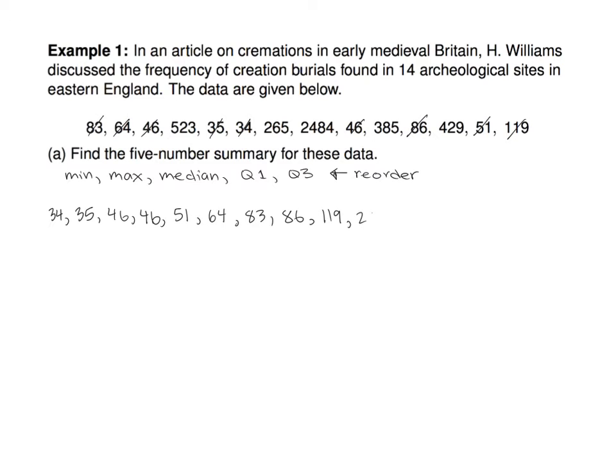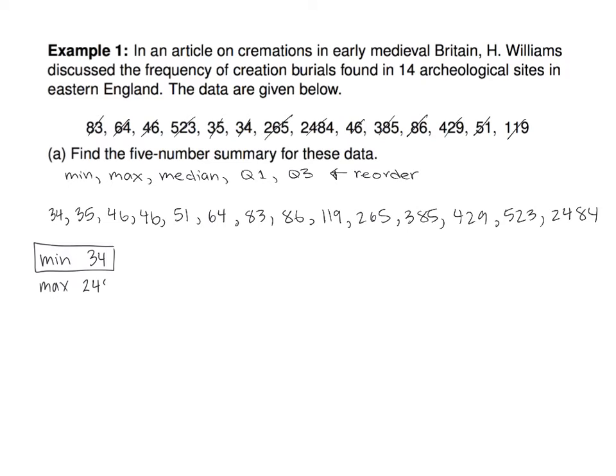265, 385, 429, 523 and 2,484. One way to do a quick check is to count and see that you have 14 numbers. 1, 2, 3, 4, 5, 6, 7, 8, 9, 10, 11, 12, 13, 14. Okay, so we're probably good. All right, now the minimum is 34. The maximum is 2,484.